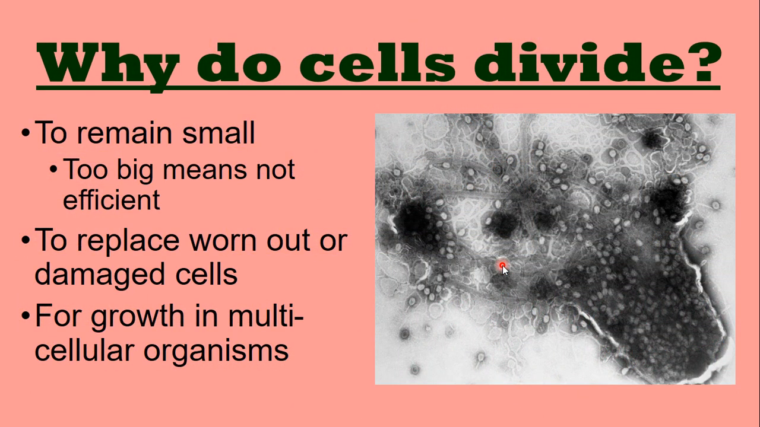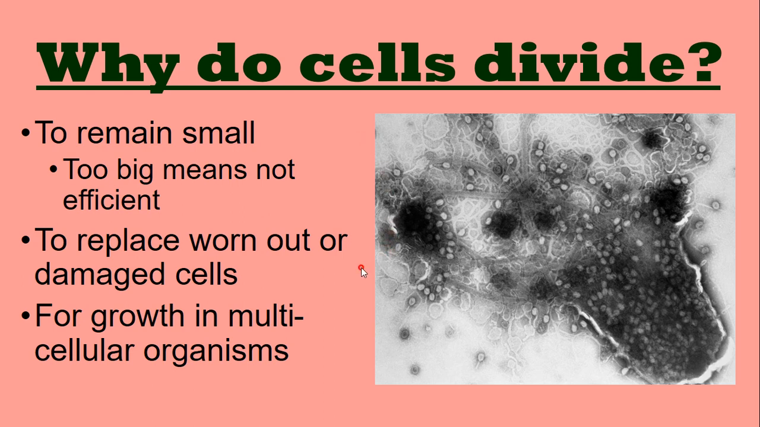So, why do cells divide? Well, there are three main reasons why cells would divide. First off, to remain small. Cells are already small, but they need to remain as small as possible so that they are more efficient. They do everything with less energy and it's easier for them to do. If cells get too big, they have to incorporate more energy, use more resources, and it just becomes hard to do.